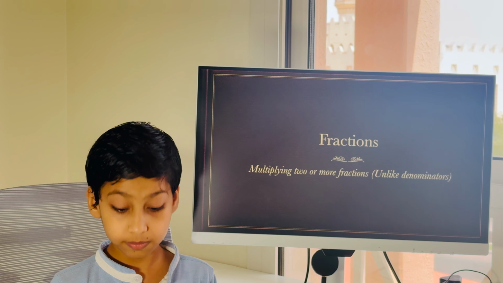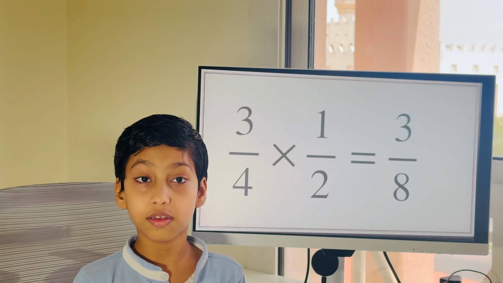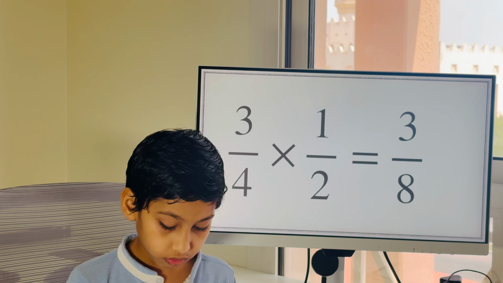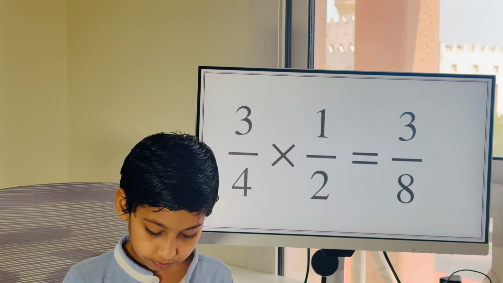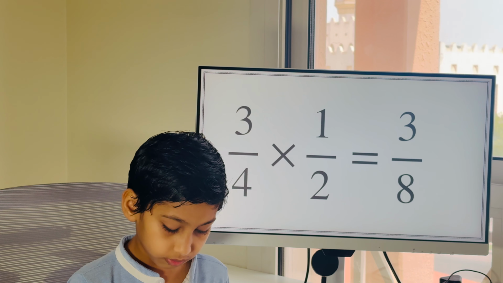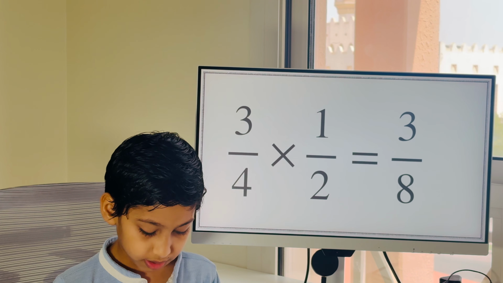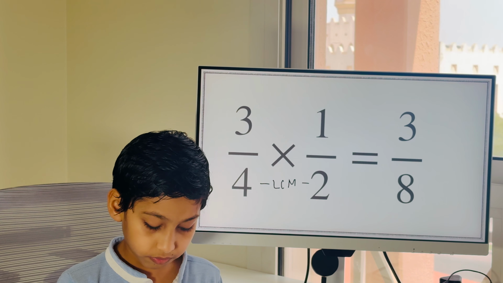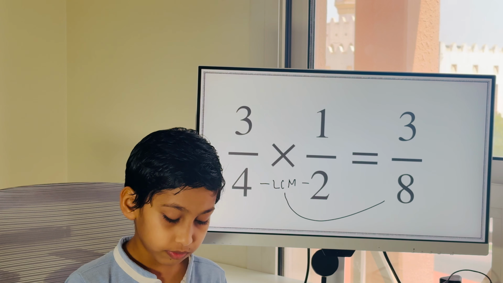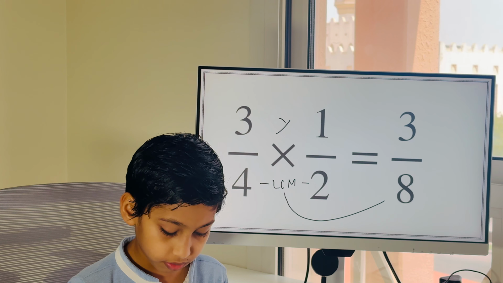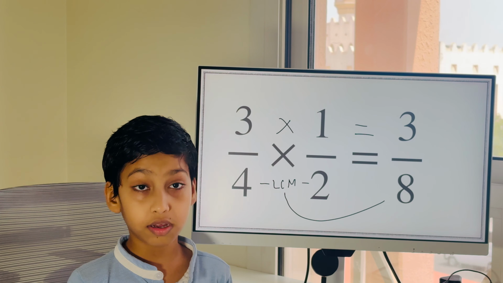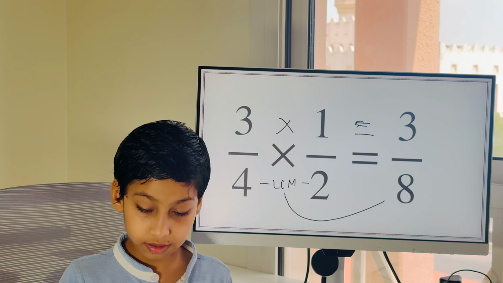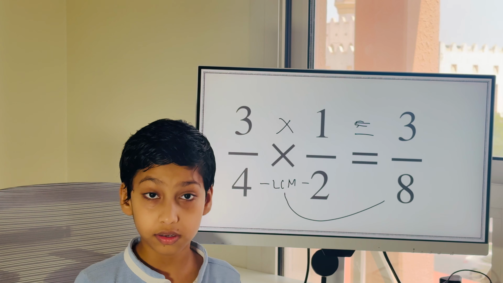So let's begin. Now here, as you can see, is an expression saying that 3 over 4 times 1 over 2 equals 3 over 8. Now this might seem a bit interesting, right? For addition and subtraction, we have to find the least common multiple of these two numbers, and then we have to use that as the denominator, and then we have to multiply the numerators together to give us the answer's numerator, right? So that's how we do it for addition and subtraction.